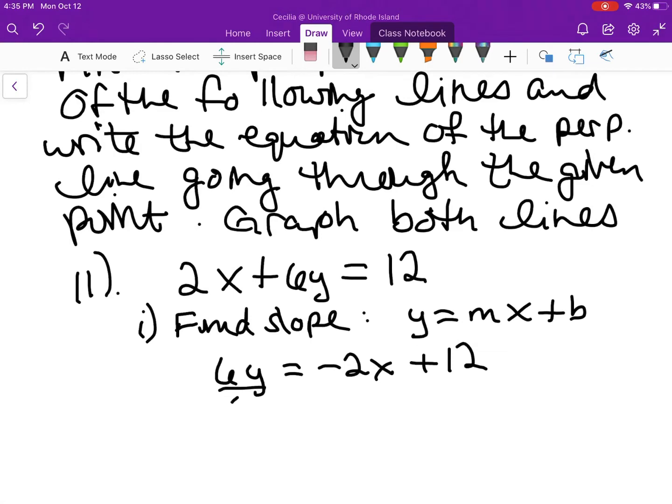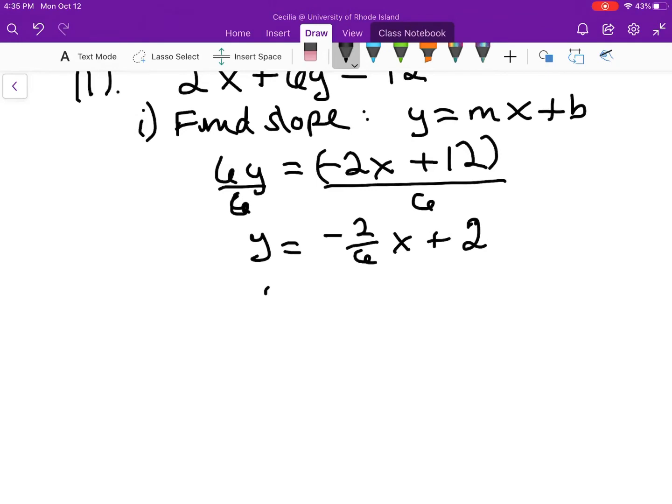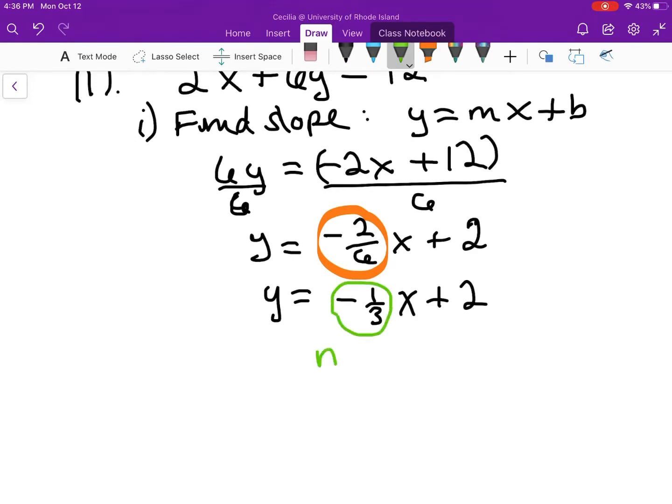And then I want to get rid of the 6. So I'm going to divide both sides by 6, and I have y equals minus 2/6 x plus 12 over 6, or 2. Now we have to always remember that if we have a fraction, we want to simplify it if we can. So this is minus 1/3 x plus 2. So now this is our y equals mx plus b, and we can get our slope directly off of here. So here's our slope. And our y-intercept is here.